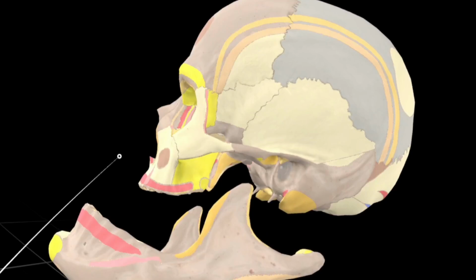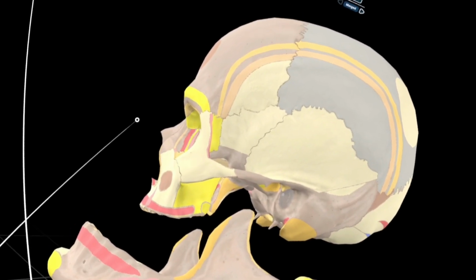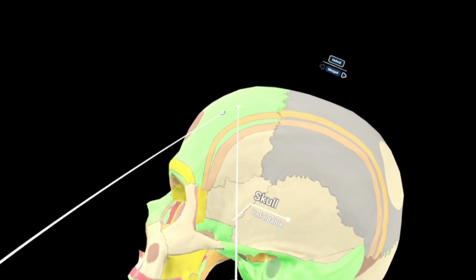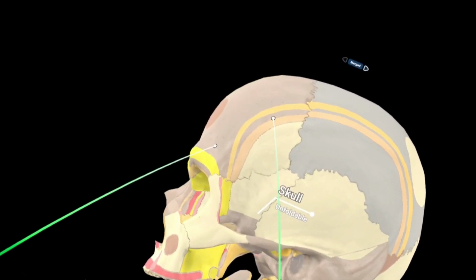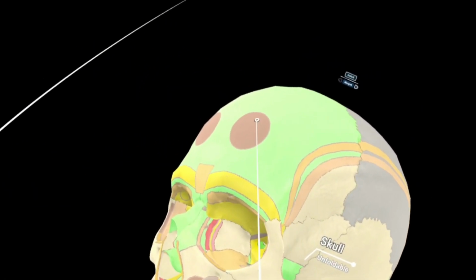Okay, let's start off this journey into the skeletal system with the skull. This is page 87. Page 87 of the lab manual. The first thing we're going to start off with is the frontal bone. The forehead. It's the large bone in the front of the skull.